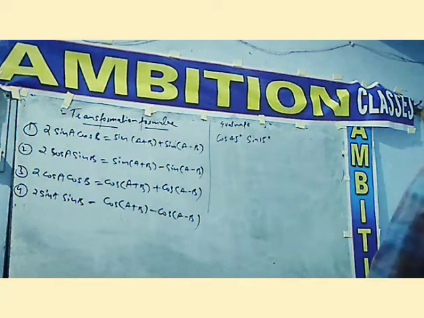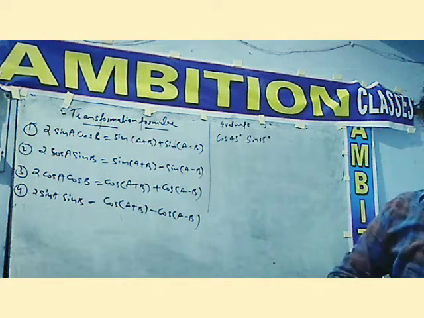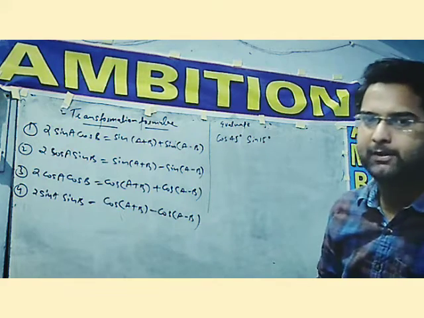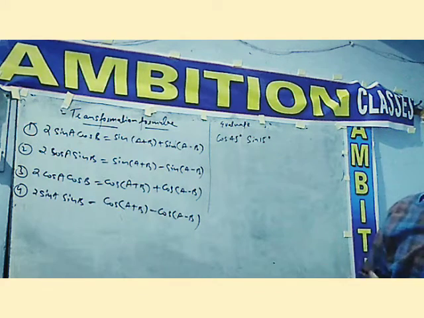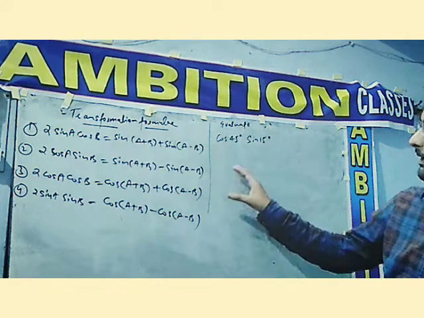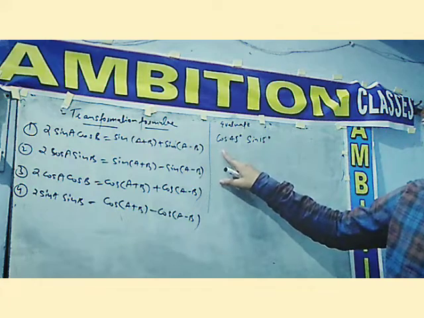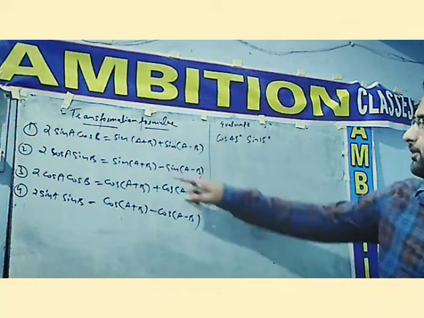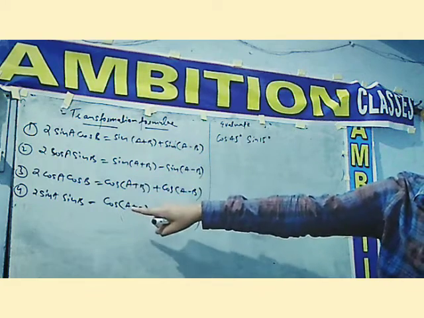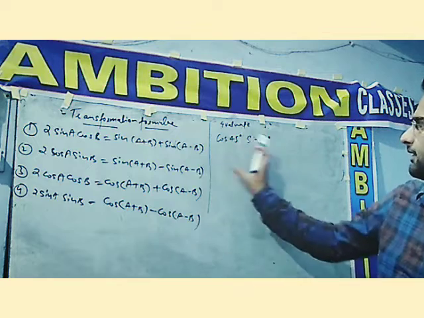What do we have to do, students? We have to evaluate the value of cos 45 and sin 15 degrees. Students, we know the value of cos 45, but we do not know the exact value of sin 15. So in order to evaluate this expression, we have to apply the transformation formula. But for applying the transformation formula, we must have the question in the format 2 sin A cos B, or 2 cos A sin B, or 2 cos A cos B, or 2 sin A sin B. But it is not in that format, so we have to make it in that format.